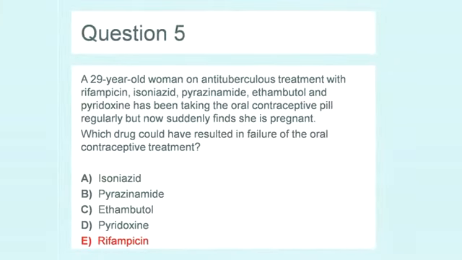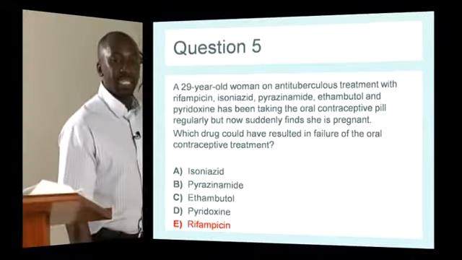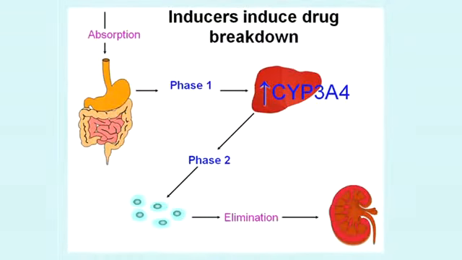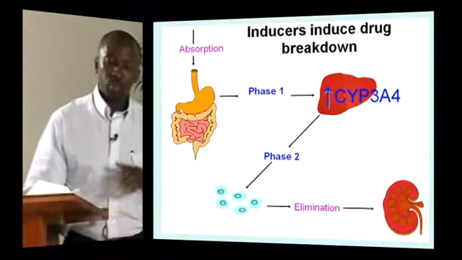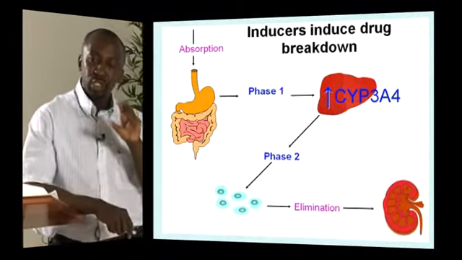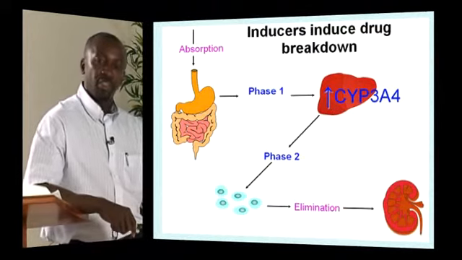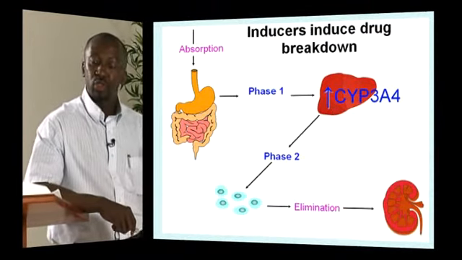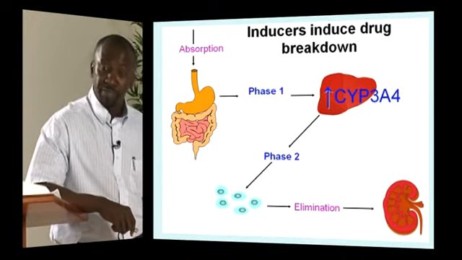I think this is a very important question, clearly leading to, from taking treatment, she has failed in her contraceptive. This is because of induction, and the way to remember again is that inducers induce the breakdown of the other drug. So she has taken a drug that has led to the breakdown of the contraceptive pill, and hence she has become pregnant. It has failed to work.